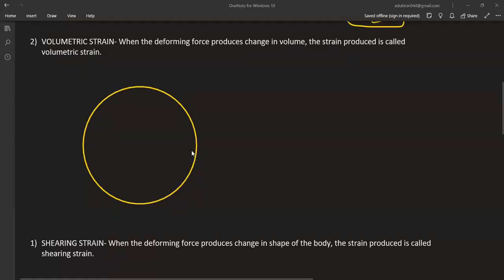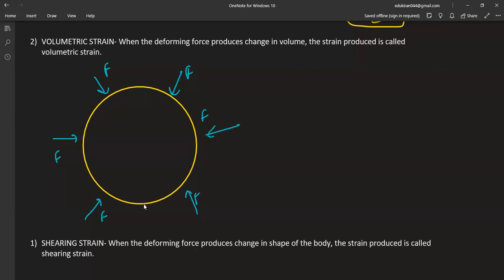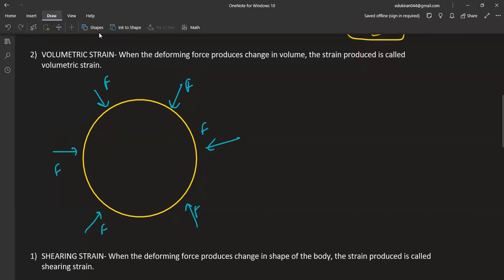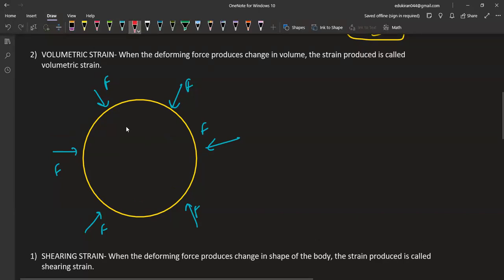Now see, in volumetric strain, the change that will be produced will be the change in the volume. So when the deforming force produces change in volume, like I told you, forces are being exerted from all the directions. So this results in compression, and the forces will be at 90 degrees. Suppose this has reduced to some V dash. Initially the volume was V.